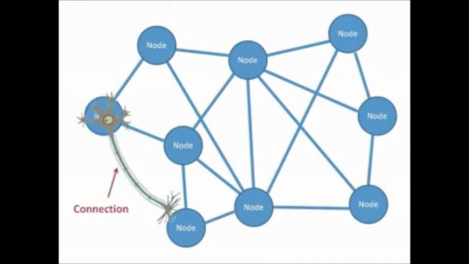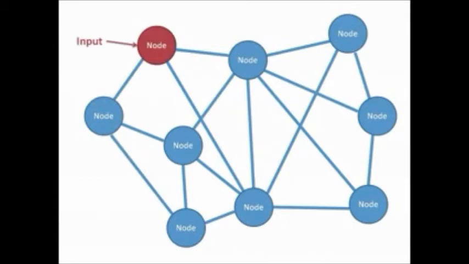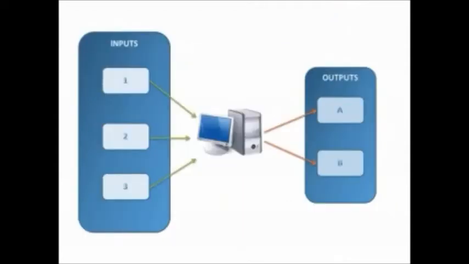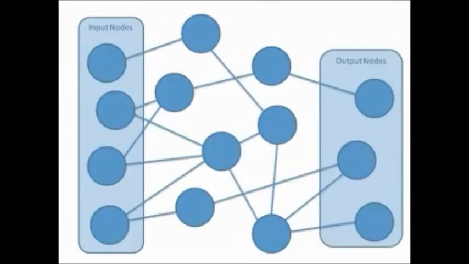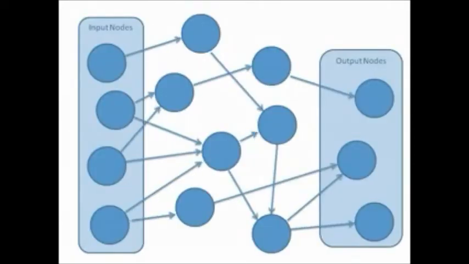To get a neural net to do something, we trigger a node with some input, and that node in turn triggers the nodes it is connected to. But this alone is not very useful, so we usually organize the neural nets in a way that makes it easy to produce good results. Since we're used to the computer model of computation, we like to have well-defined input and output nodes. We also like to have directed connections, so that we know which way information is going.